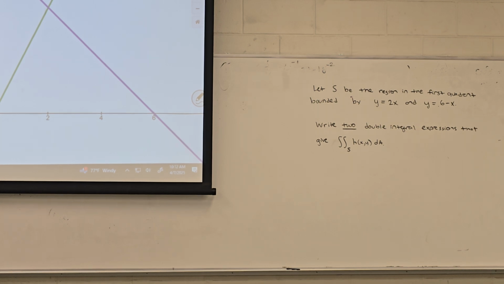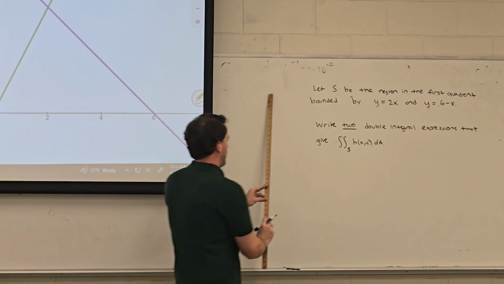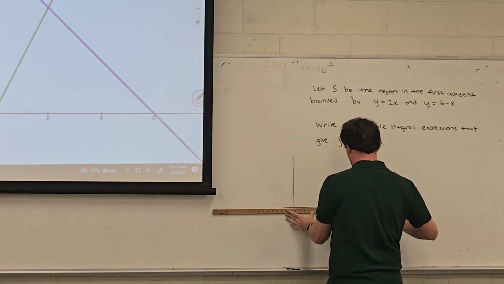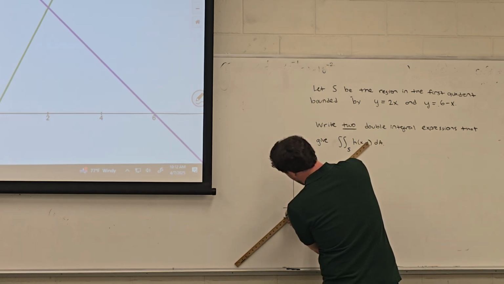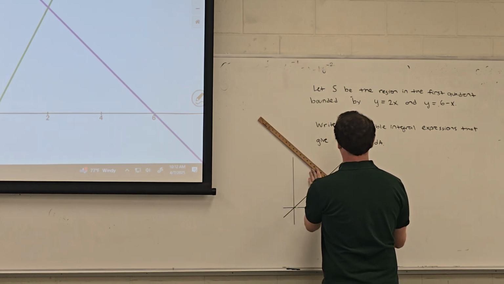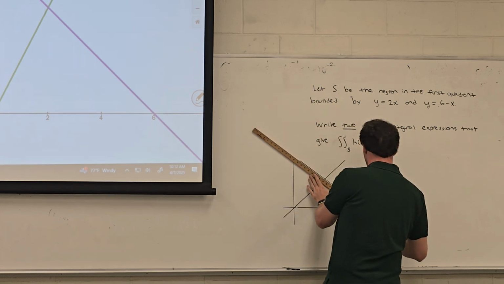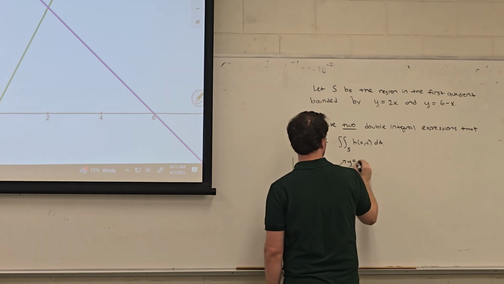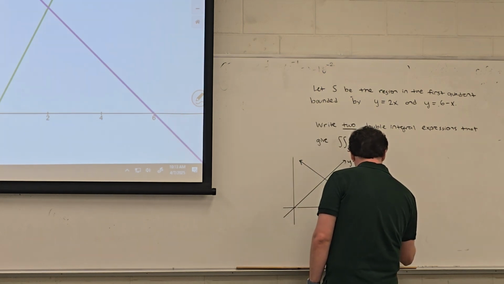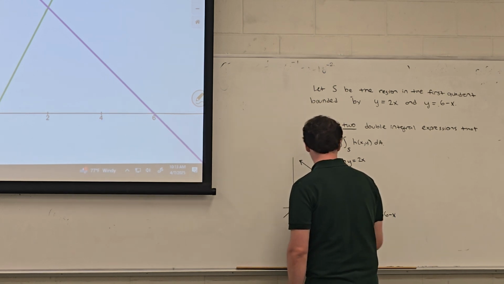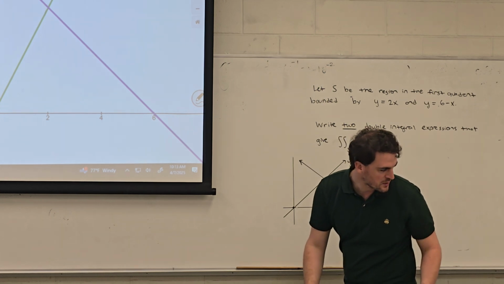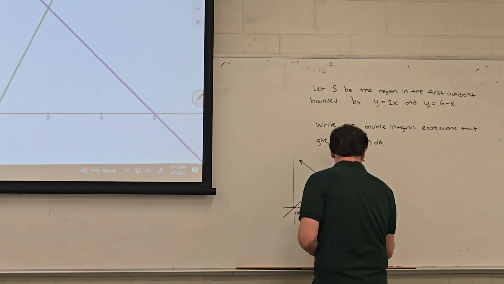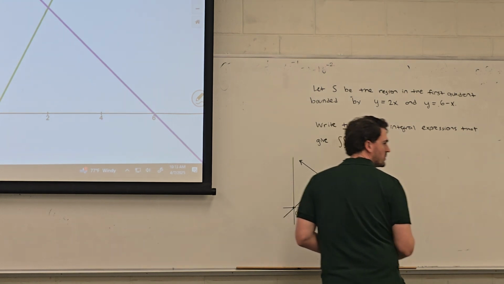So of course, step one, I am going to sketch the region. I've got y equals 2x. Now I've got 6 minus x, that's a positive y-intercept, negative slope. I'm going to use Desmos to find the intersection points: 0, 0, 6, 0, and 2, 4.